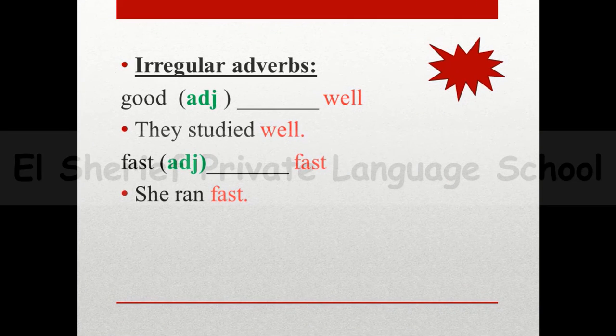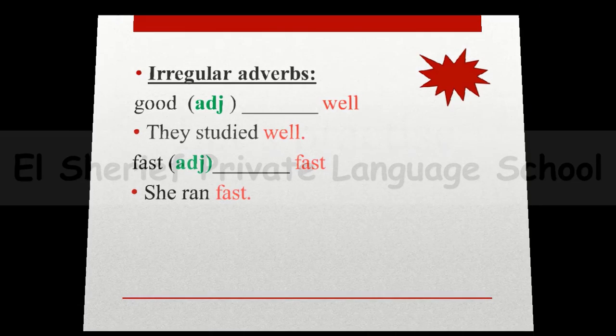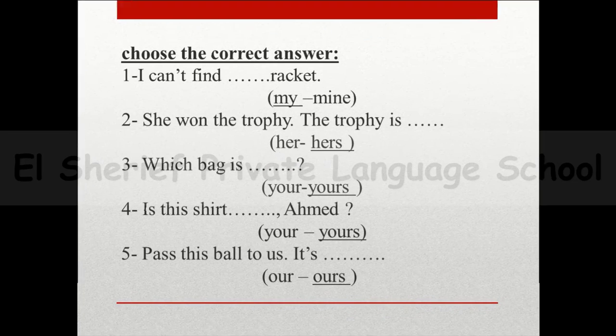Okay, and here let's move to the irregular adverbs. For example, the adjective good. How can I get the adverb of it? By using well. I should change the adjective into well to get the adverb. So I'll say they studied well, and we put the adverb after the verb studied. Also fast as an adjective, and also as an adverb we will use it as it is. She ran fast.